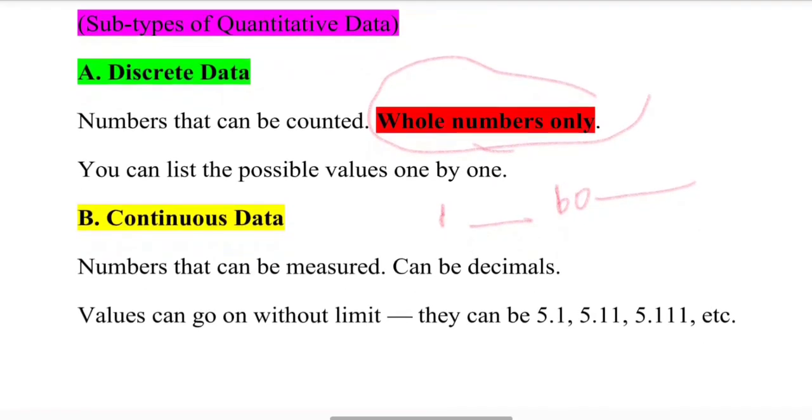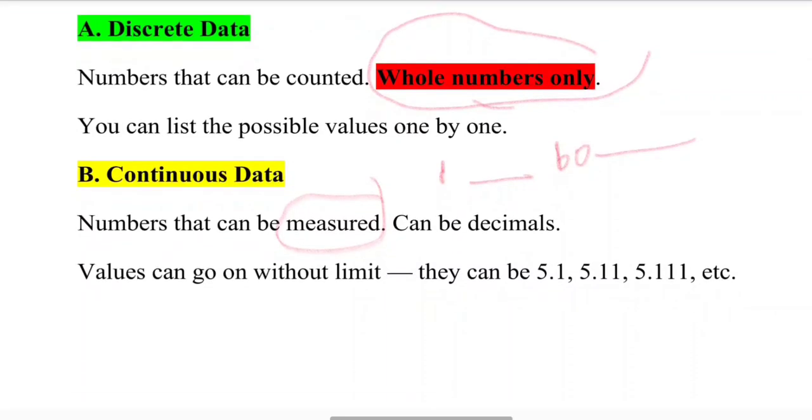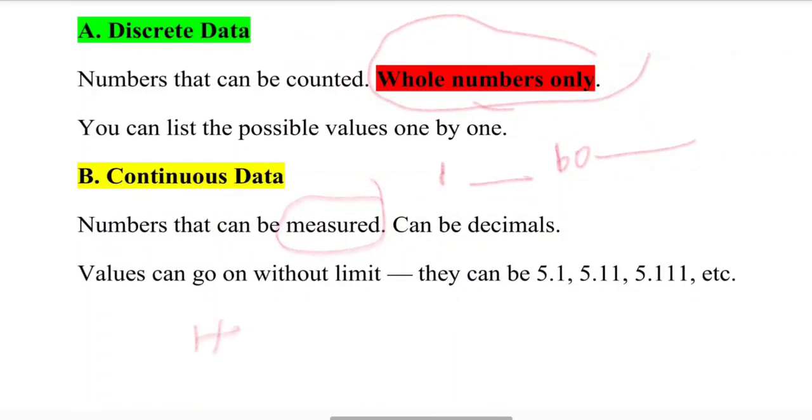Now moving on to continuous data. These are numbers we measure, and they can be in decimal form. For example, height, weight, or temperature. These all are continuous data. For example, 5.1, 5.11, and so on, it will go like that. This is about continuous data. I think this is clear, right? If you have any doubt, let me know in the comment section. Thank you guys.